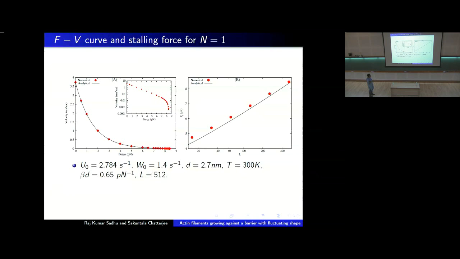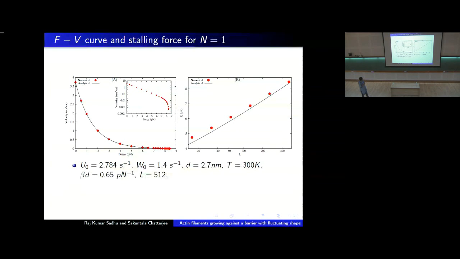This means that for small and intermediate force values, it's the global movement of the barrier which is controlling, dominating the motion. And for large F, it's the local fluctuations which are pushing the barrier. When the velocity becomes 0, that is the stall force. Here we show the plot of stall force as a function of barrier size, and we see that it increases with the barrier size. This result is somewhat counterintuitive because often stall force is interpreted as the maximum polymerization force generated by the filament. The fact that we are finding it depends on the size of the barrier is somewhat surprising.